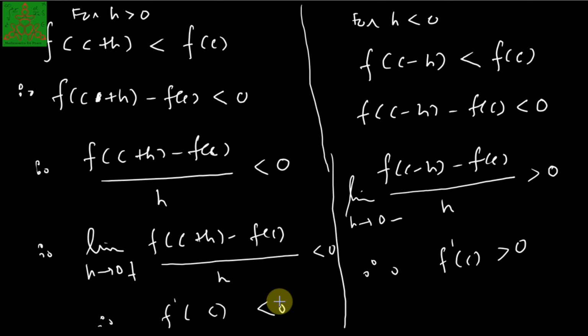So here on the left hand side, it's saying that the derivative is negative. On the right hand side, the limit gives you that the derivative is positive. Since the function is differentiable, it has to be 0. Both these expressions will tell you that f dash of c has to be 0.